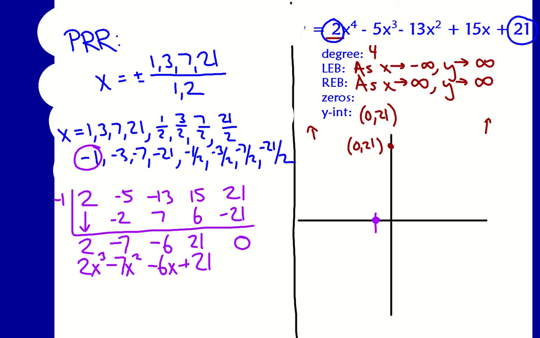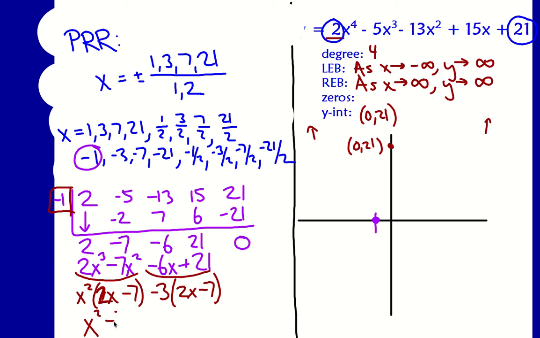The first 2 terms have x squared in common with 2x minus 7 left over. And the second 2 terms have -3 in common with 2x minus 7 left over. So that means that the polynomial that I had left after I divided out this 0 of x equals -1 ends up being x squared minus 3 times 2x minus 7. That's not the original function, but that's what I have left after I've taken out one of those zeros.